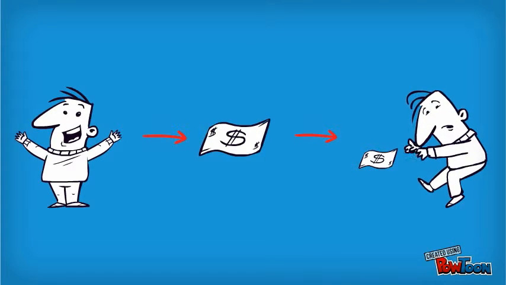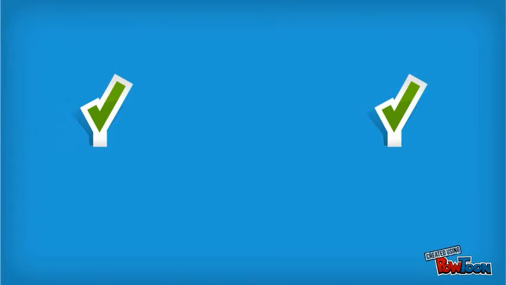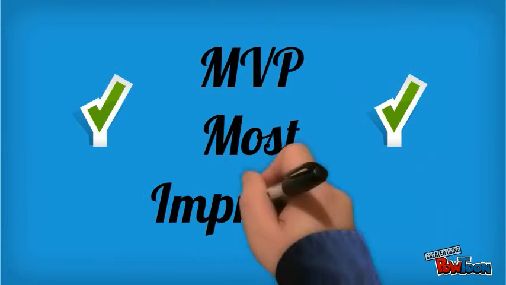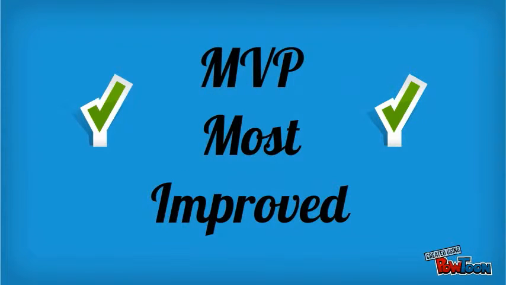A good way to preserve a person's intrinsic interest is to use rewards that signal a job well done, for example, MVP or most improved.